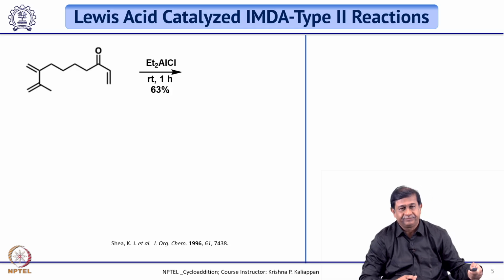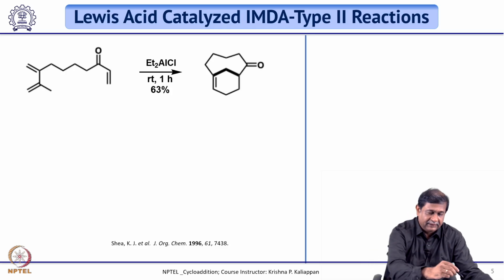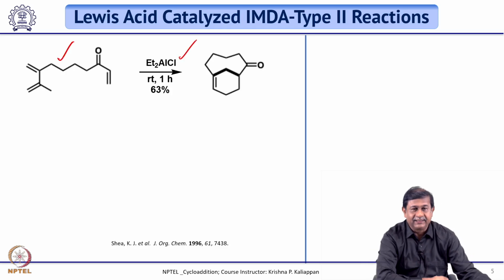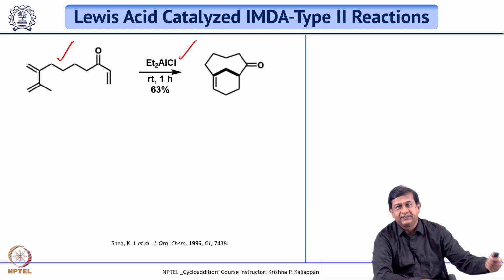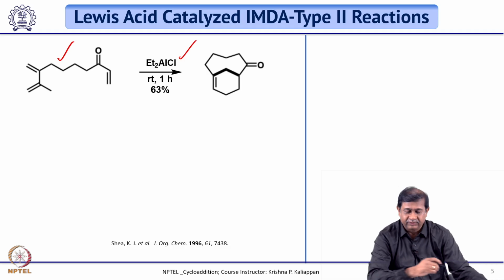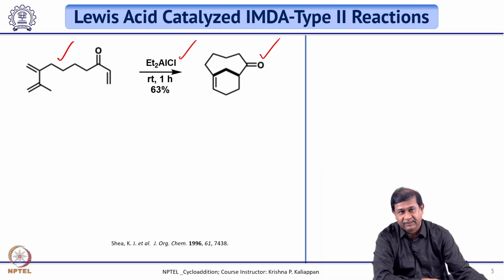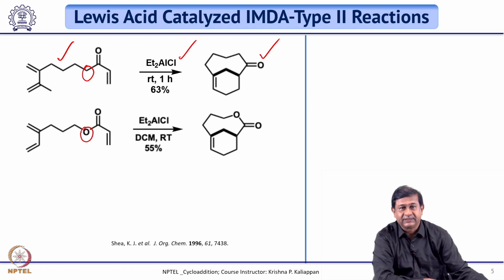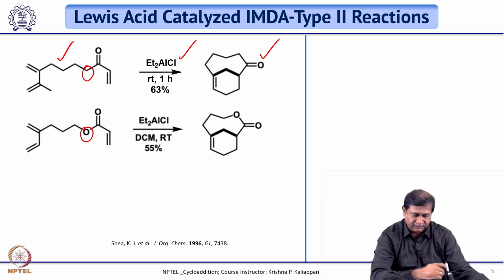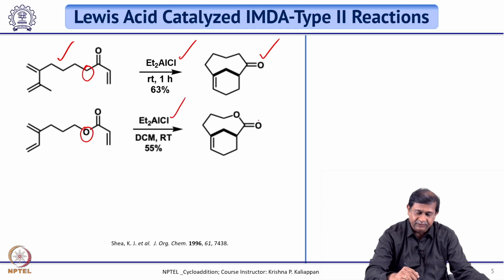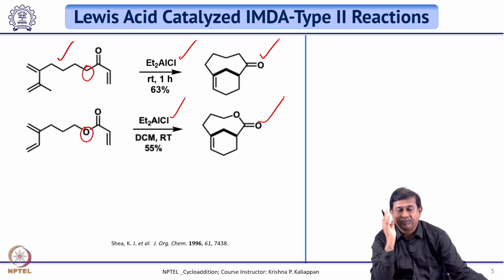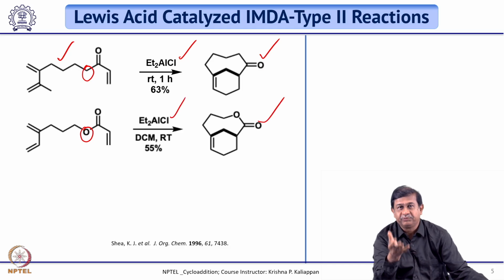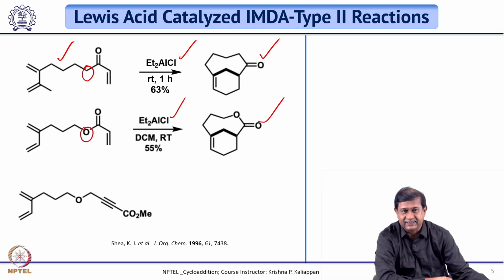So, for example, if you take this substrate and treat with Lewis acid like diethyl aluminum chloride, you can do this reaction at room temperature, and within 1 hour you get this bicyclic compound. Likewise, if you replace this carbon by an oxygen, the same thing can be done at room temperature with diethyl aluminum chloride to give this bicyclic compound. So from 400 degrees you can bring it down to room temperature to carry out the same IMDA type 2 reaction by using Lewis acid.